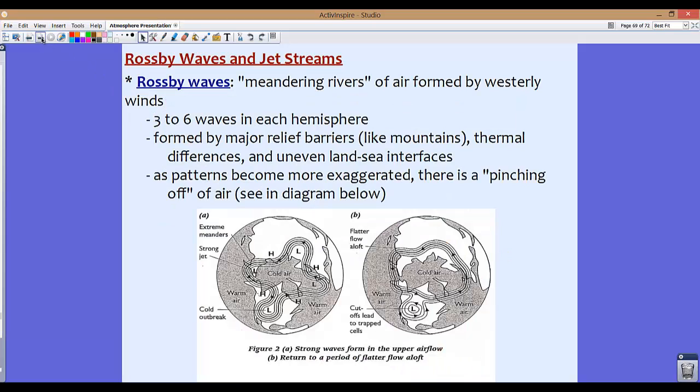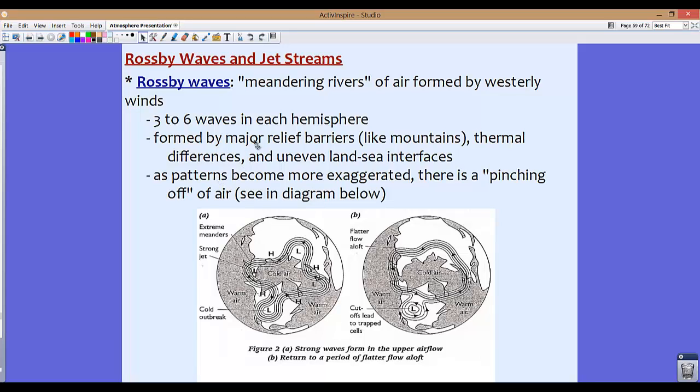Now, talking about Rossby waves. Rossby waves are a little bit more confusing because these are sort of like jet streams, except they're a little bit smaller. They move in much more random patterns. Rossby waves are meandering rivers of air formed by westerly winds. Now we tend to see 3 to 6 waves in each hemisphere. And in the pictures that you see down here, it looks like we have about 5 of them. There are 5 different circles. Remember, these are called isobars.